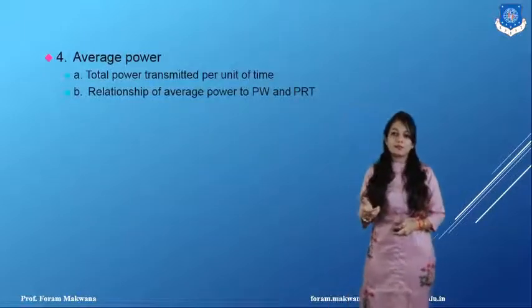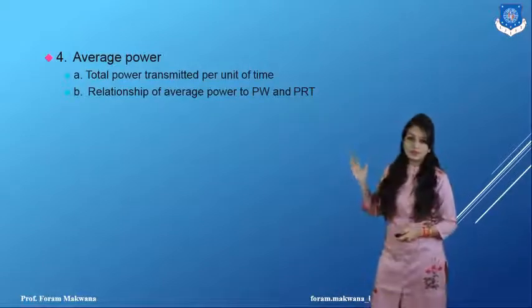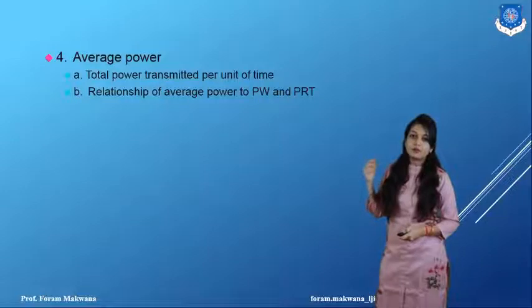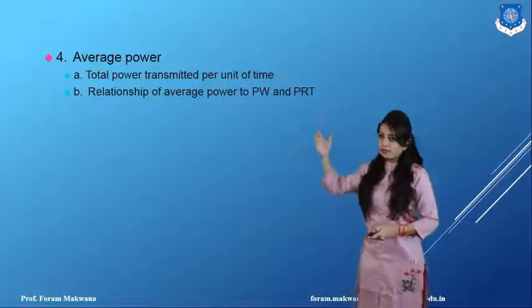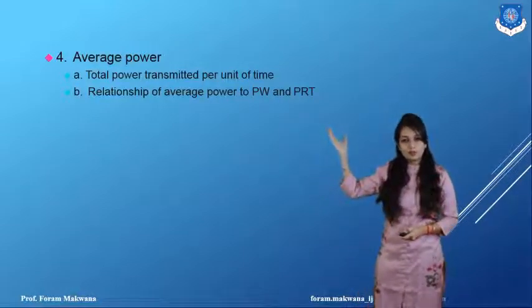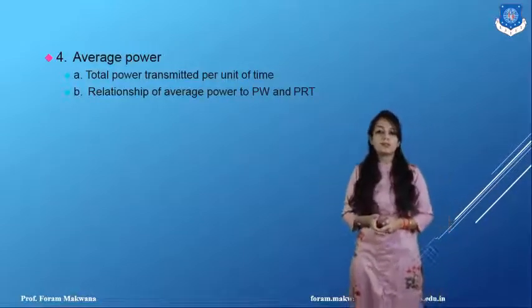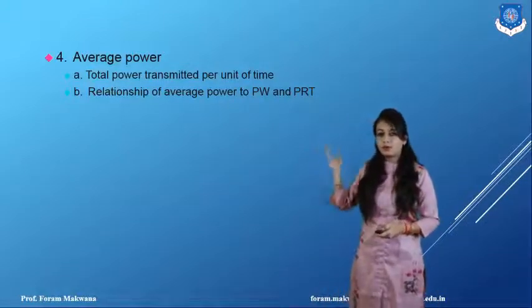Now what is average power? The average power is the total power transmitted per unit of time. We can say the relation of average power with the pulse width and with the pulse repetition time, as we have seen in the formula for the average power and the pulse width.